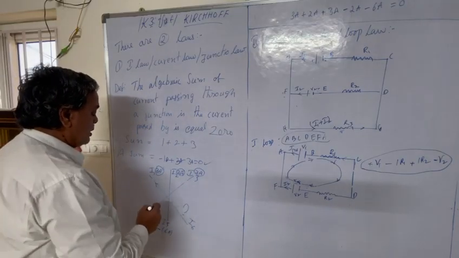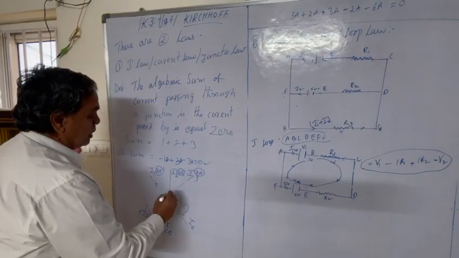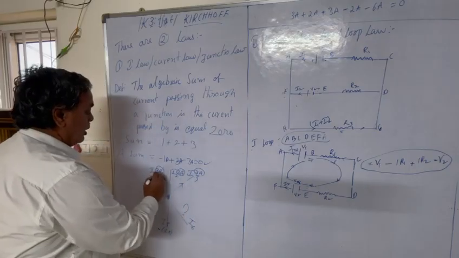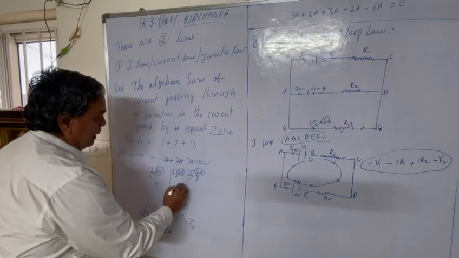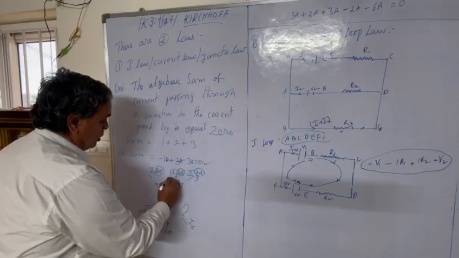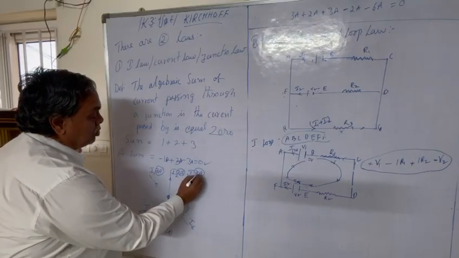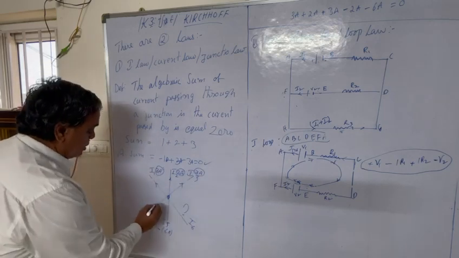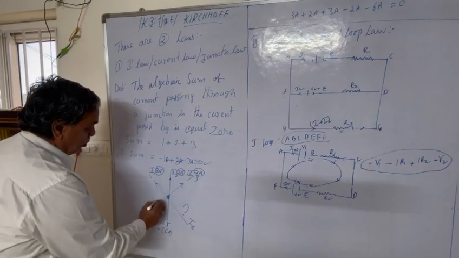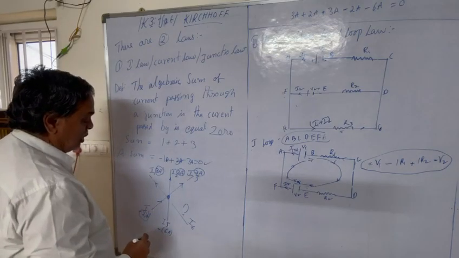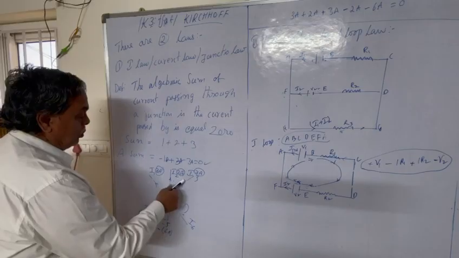Then there is a junction. What is a junction? Here is a junction. Junction means 0. This side has positive 3 amperes. This side has positive 2 amperes. This side has positive 3 amperes. But on this side the current goes out, and on this side it is also coming inside, so this is negative. This is 3, 2, 3.